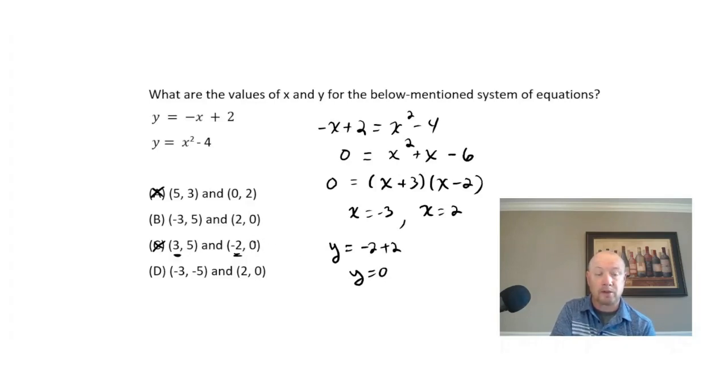Okay, so we know this is good. So we should check the negative 3 now. If we plug in negative 3 into the top equation, we would get y equals the opposite of negative 3, which is 3, plus 2, and we would get y equals positive 5. So that means that this choice is eliminated and the correct answer is B.